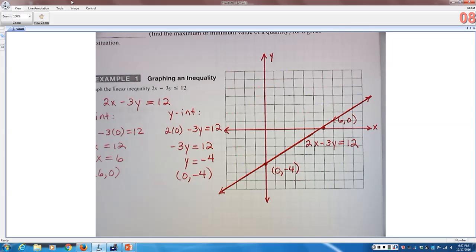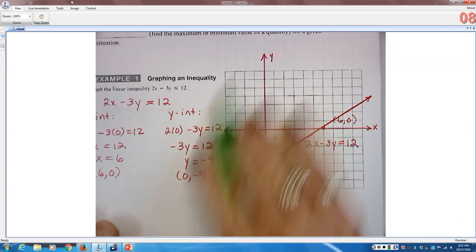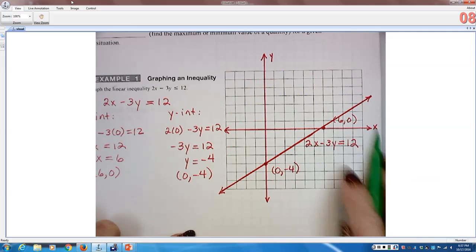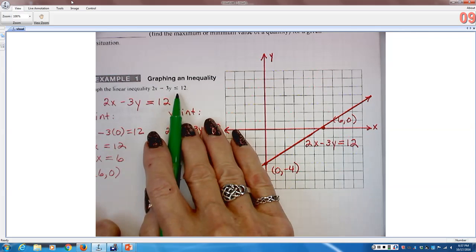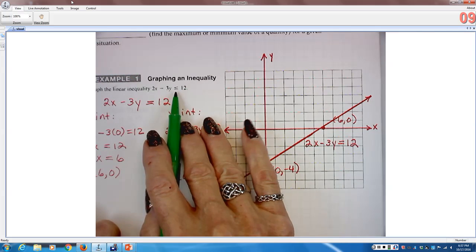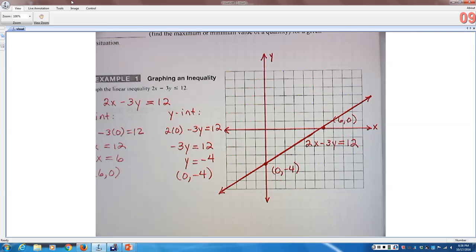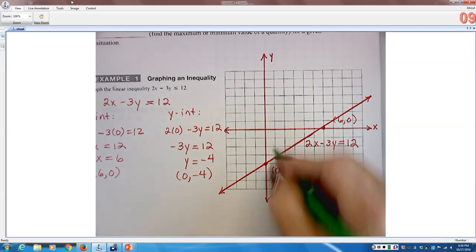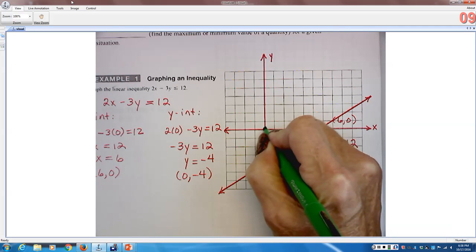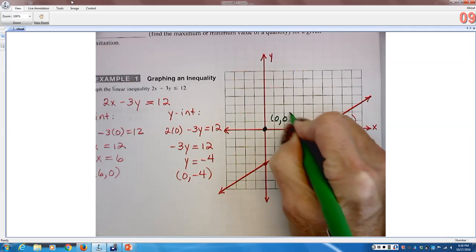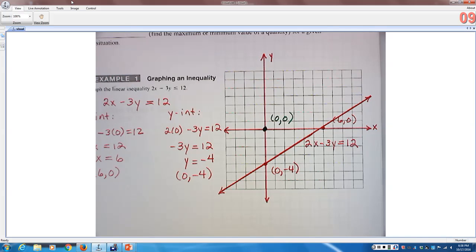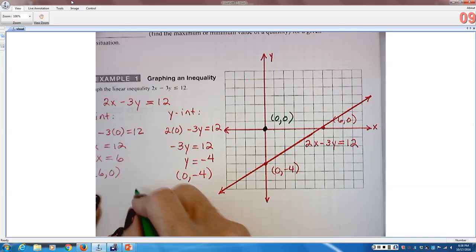So for the rest of the solution, I need to determine whether the solutions are this part of the graph or this part of the graph. So looking at equal to or less than, I need to pick a test point (x, y) and plug it into that inequality and see if that test point works. Now the easiest test point to choose, if it's not on the line, is (0, 0), because substituting in 0 leads to fewer arithmetic mistakes. So our test point is going to be (0, 0).